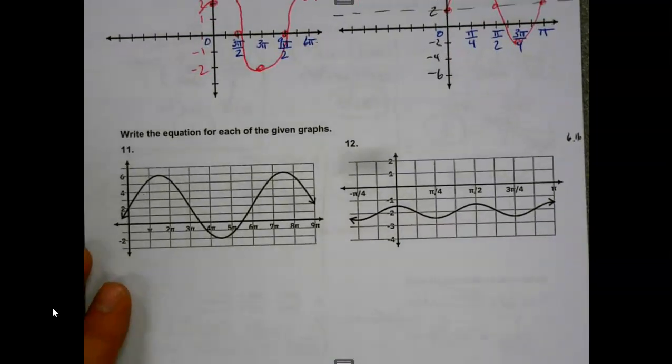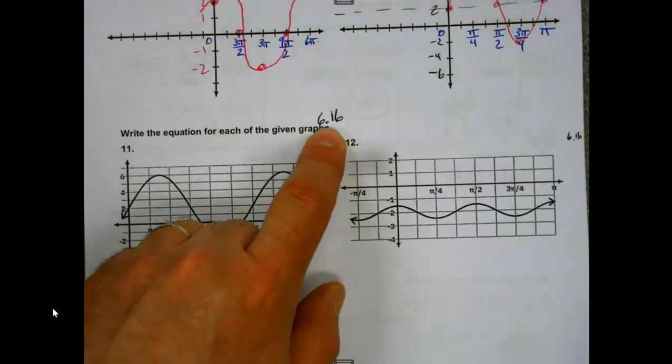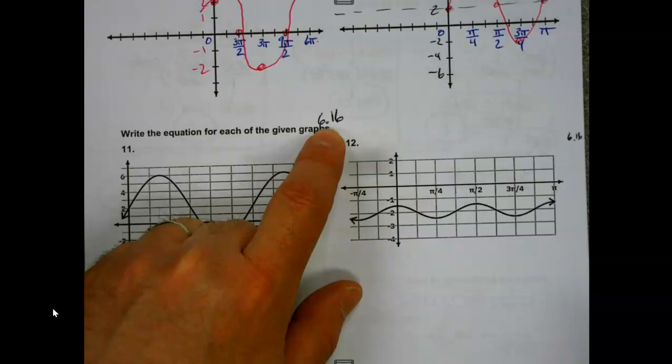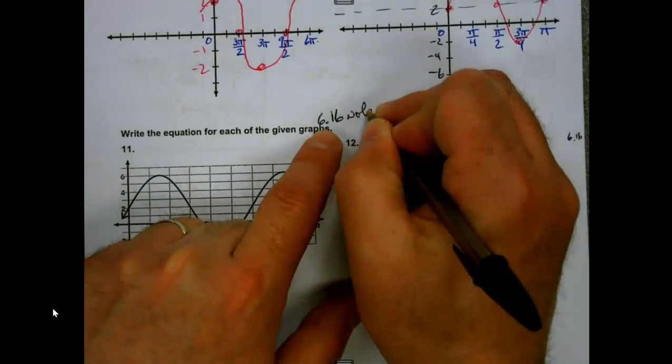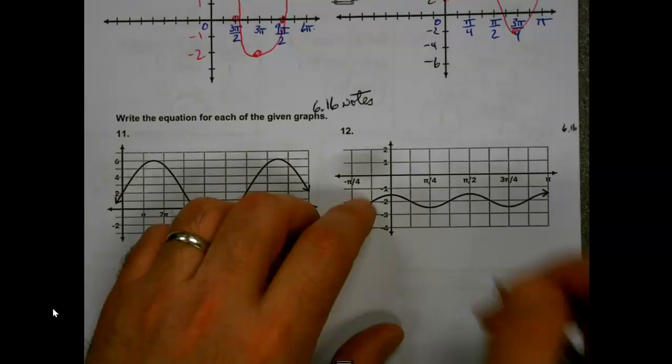Now this has been a little while. We did this before we took the last quiz in our packet. We started the packet a day early. So if you're trying to remember back to when you did this, you're going to want to go back and look at 616. You're going to want to go back and look at the lesson for that. So write the equation for the graph. So reminder.